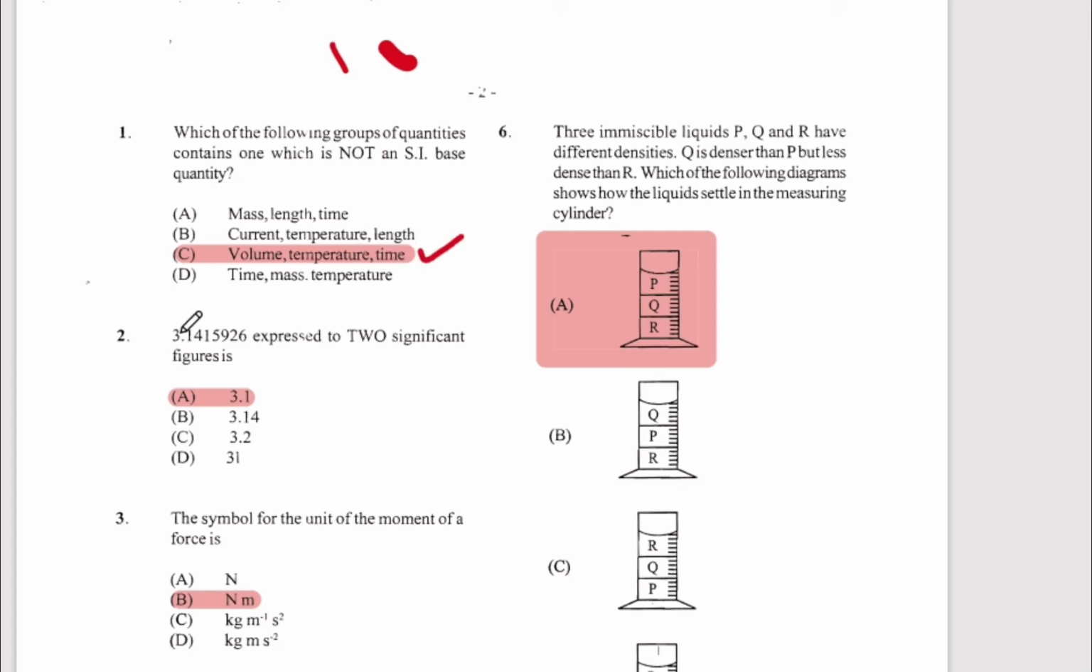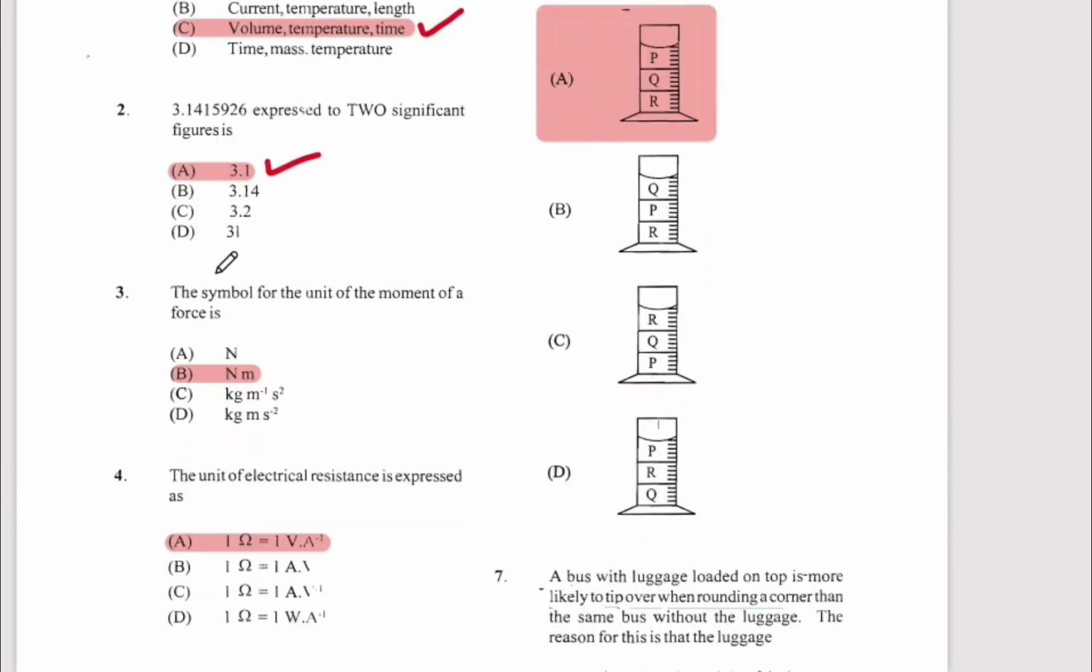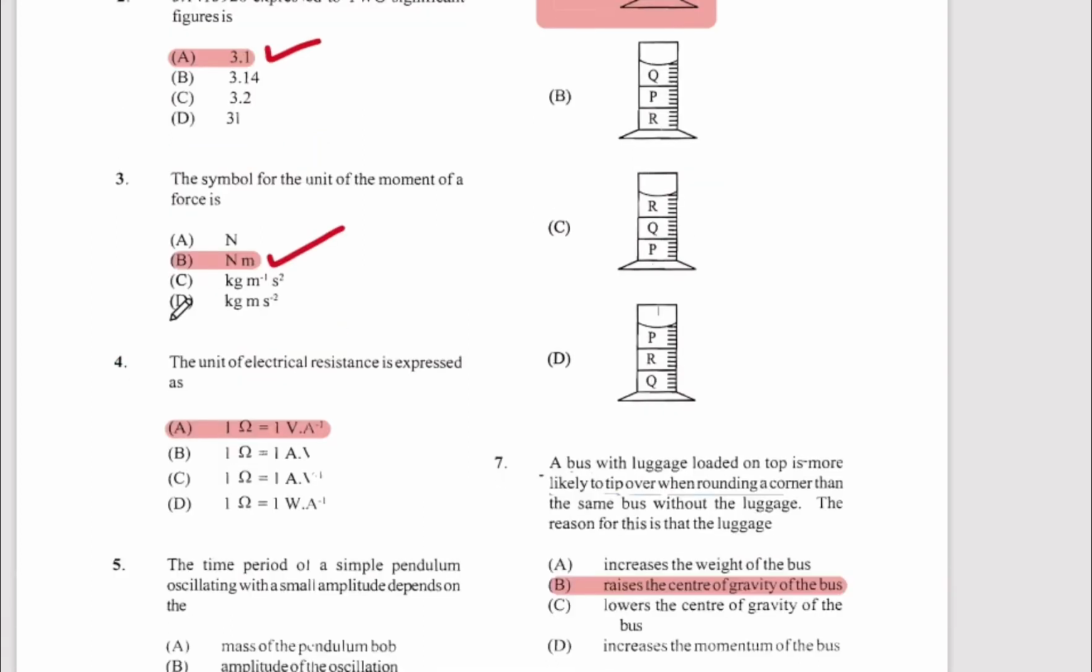Question 2 says 3.1415926 expressed as two significant figures is, and that's 3.1. Question 3 says the symbol for the unit of moment of a force is, and that's Newton meter. Question 4 says the unit of electrical resistance is expressed as, and that's A.